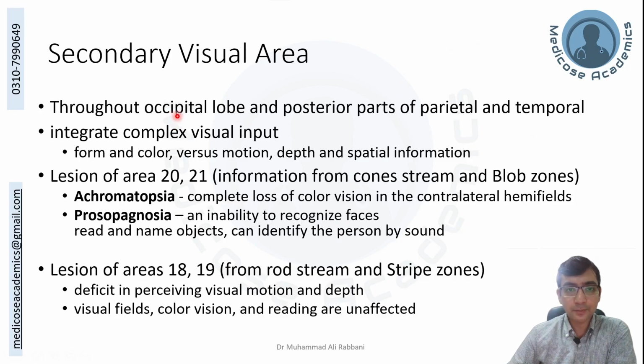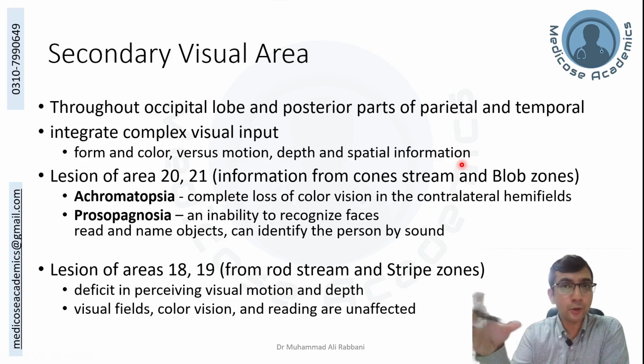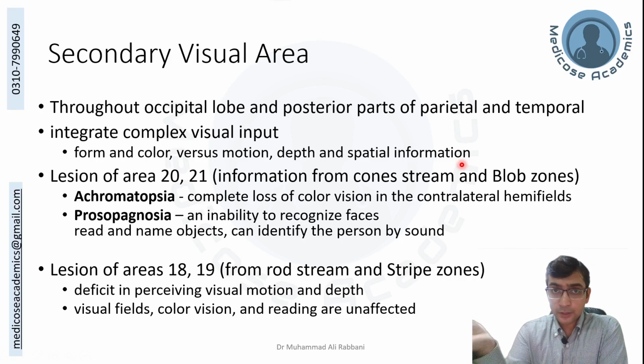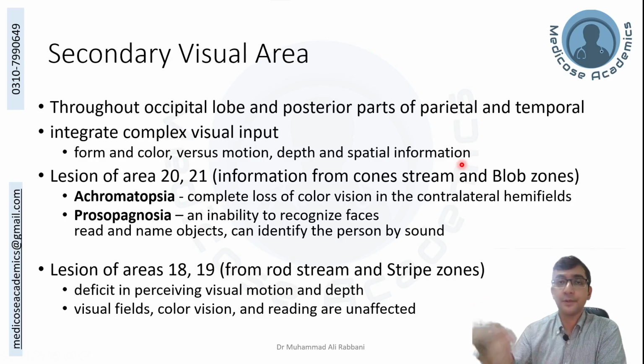So association areas are majorly present in the occipital lobe, and the extensions are going to the parietal and temporal lobe. And there are two pathways where the signals will go. The signals from cones, that is the color image or blob zones, will go to areas 21, 22, mostly the temporal lobe, and the loss of this pathway or area will lead to loss of color vision, achromatopsia, inability to recognize color. And prosopagnosia is one of the prominent features. These are few among the many issues that can be created.